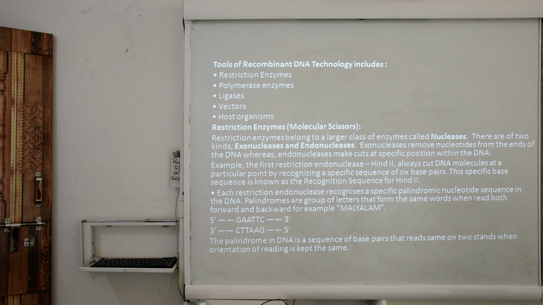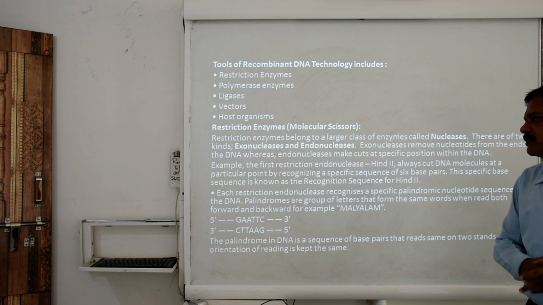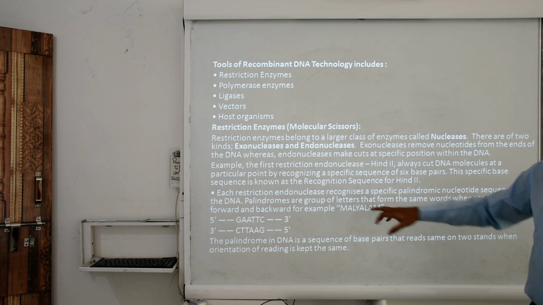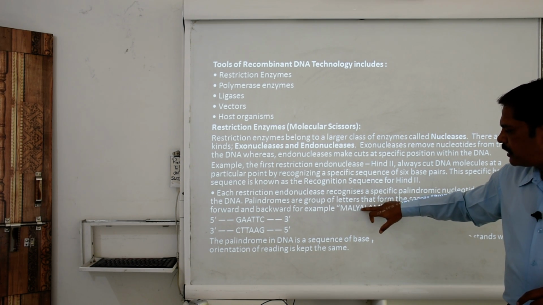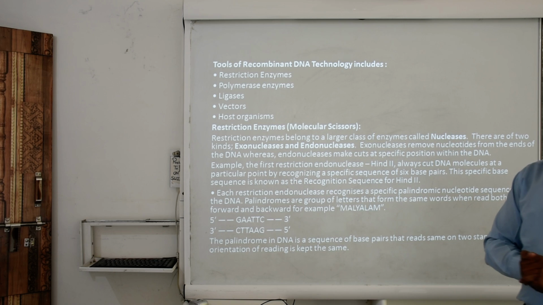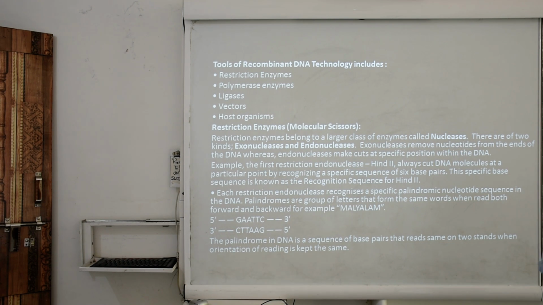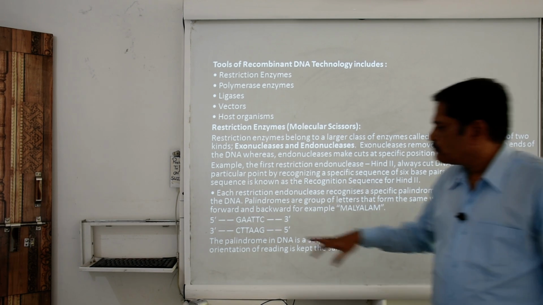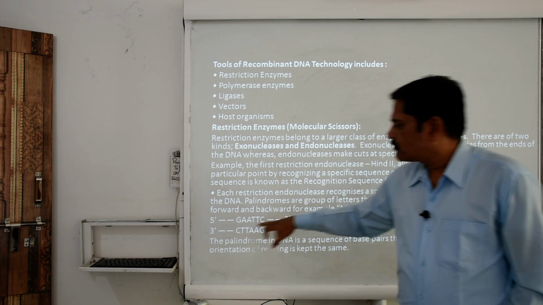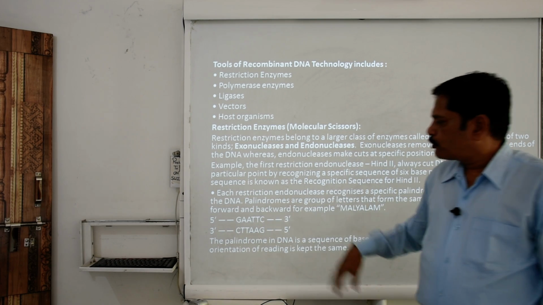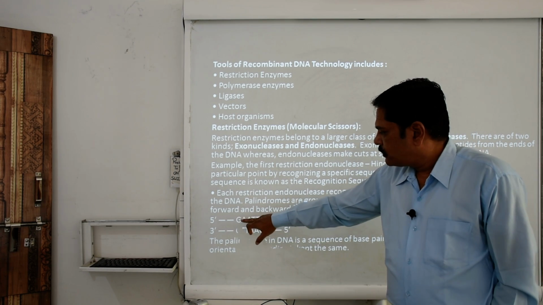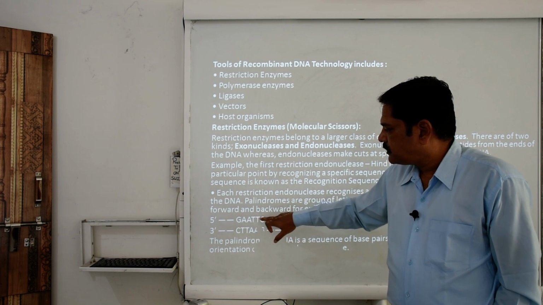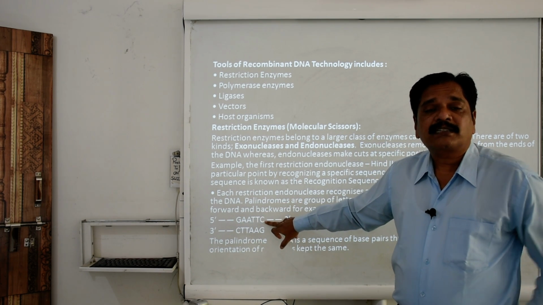And palindromes are groups of letters that form the same word when read both forward and backward. For example, Malayalam, M-A-L-A-Y-A-L-A-M. Clear? Similarly, here if you observe, one such palindromic sequence is seen. This is the 5 prime to 3 prime end and this is the 3 prime to 5 prime end. So if you move from this 5 prime to 3 prime end, you will get GAATTC. This is the arrangement of 6 nucleotides.